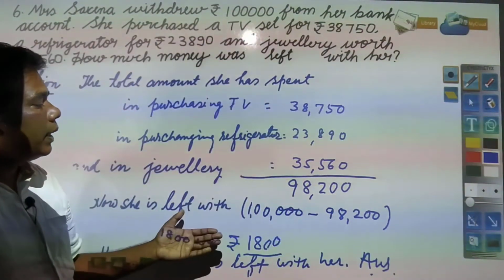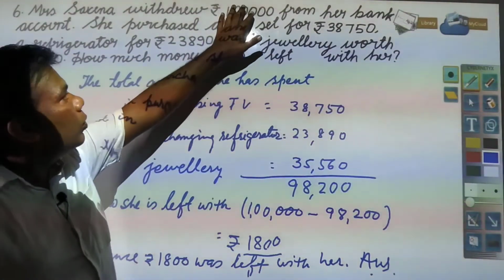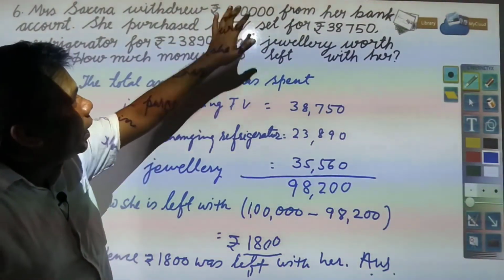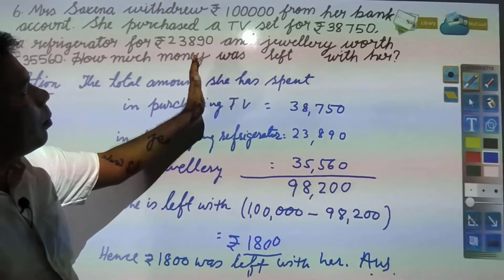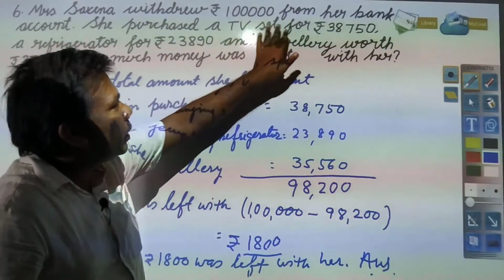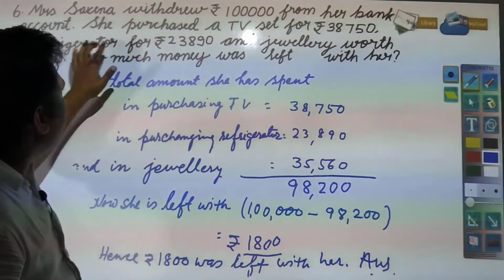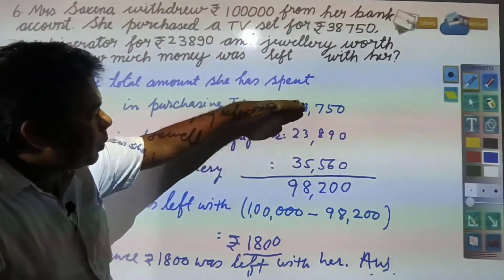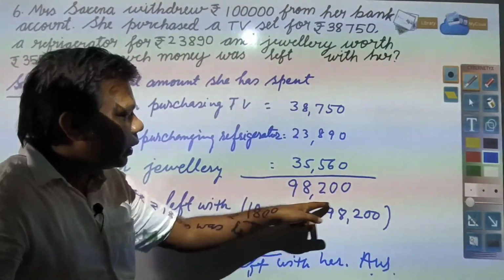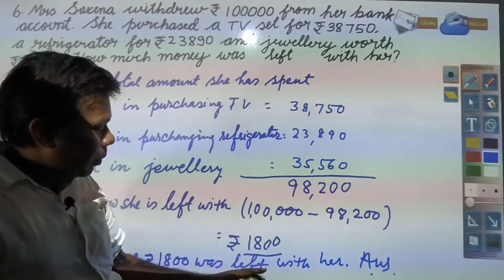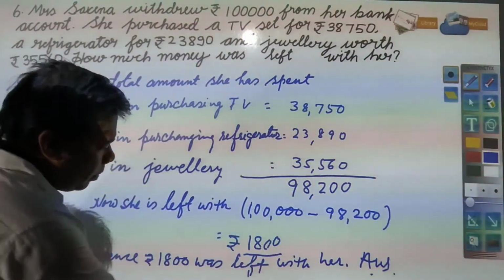So what was needed to be done? The amount she had withdrawn, 1 lakh rupees. From there you needed to subtract the amount she has spent in different things, like in purchasing TV, refrigerator and jewelry. How much money altogether she had spent, the whole amount was required to be subtracted from the money she had, and the remaining money you got was 1800.